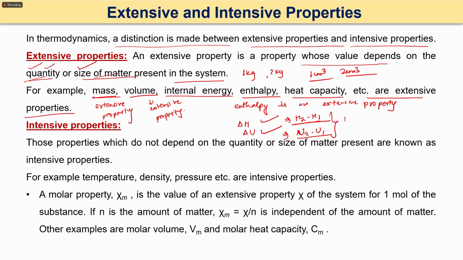So basically they depend on the quantity. We know that enthalpy is nothing but the heat content of a system. So if this is a system, and let's say here the heat content is H1, and this is a system whose heat content is H2.